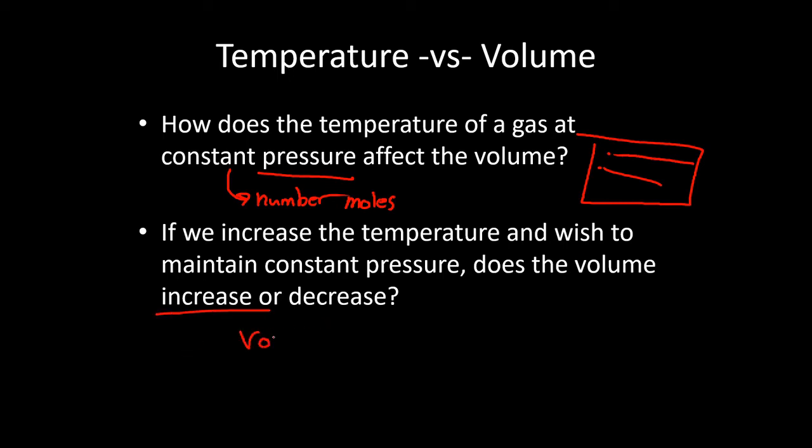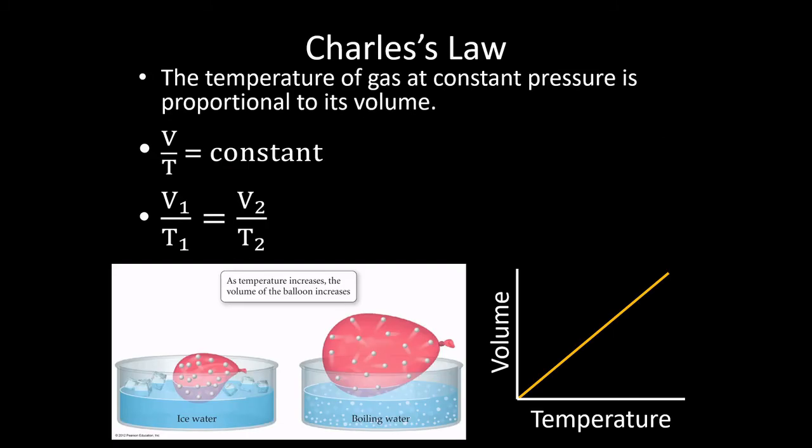So volume and temperature are proportional. What that means is that when one of them increases, the other one is going to increase. And when one of them decreases, the other one will also decrease. Whatever happens to one, the same thing happens to the other. So they are proportional. You can see that here in the graph.